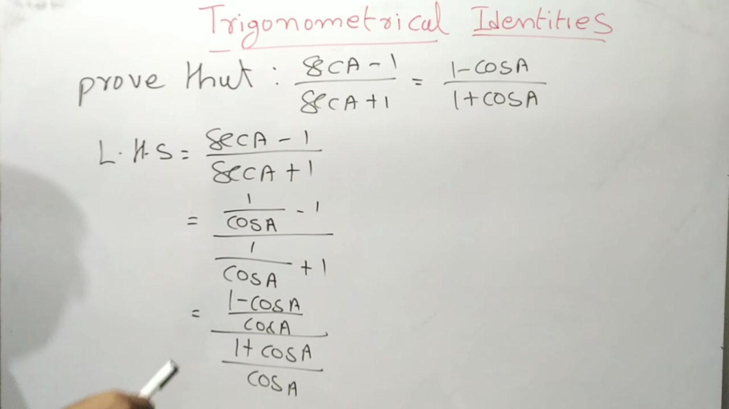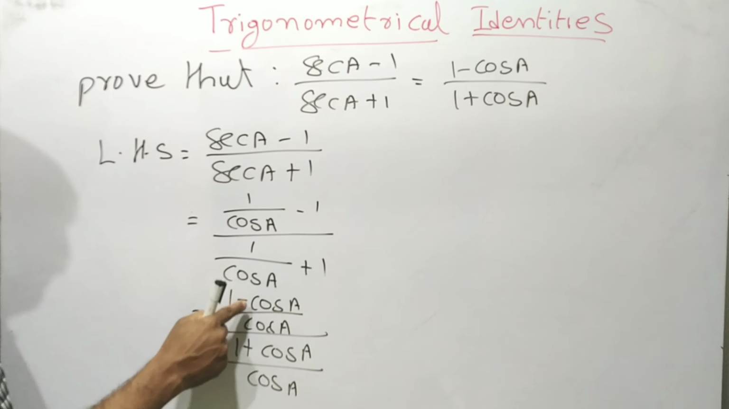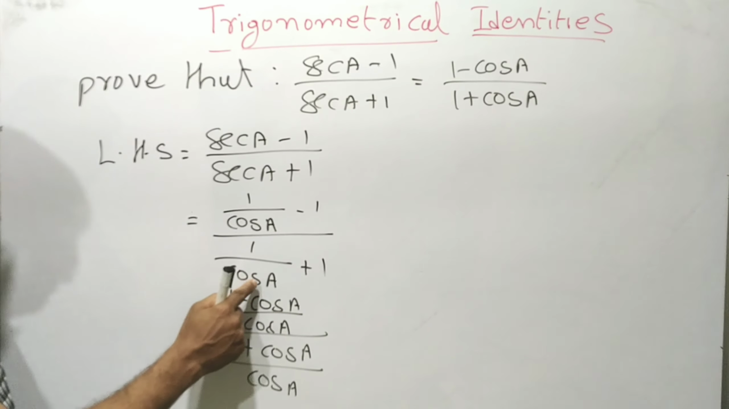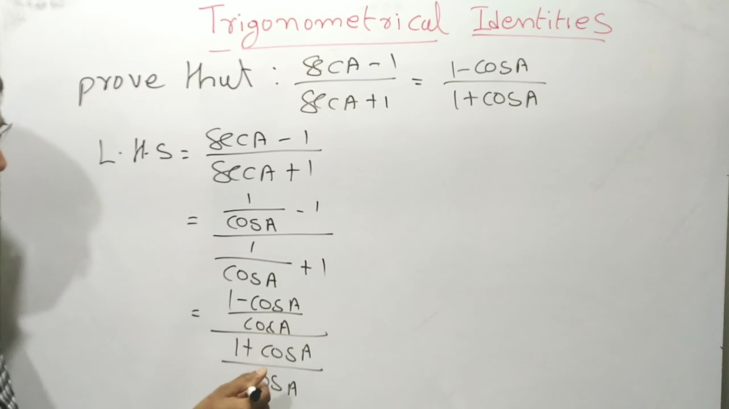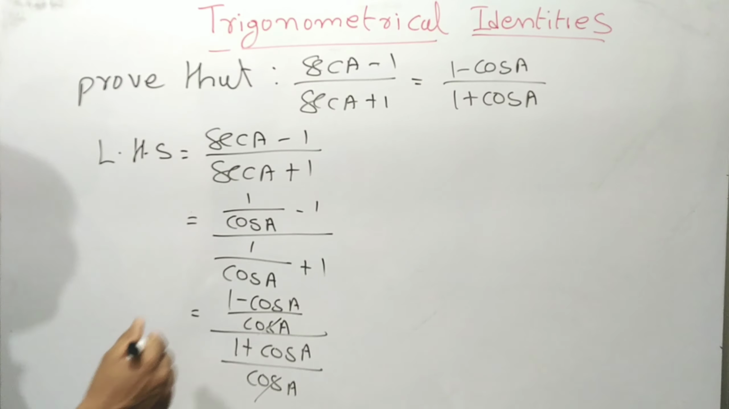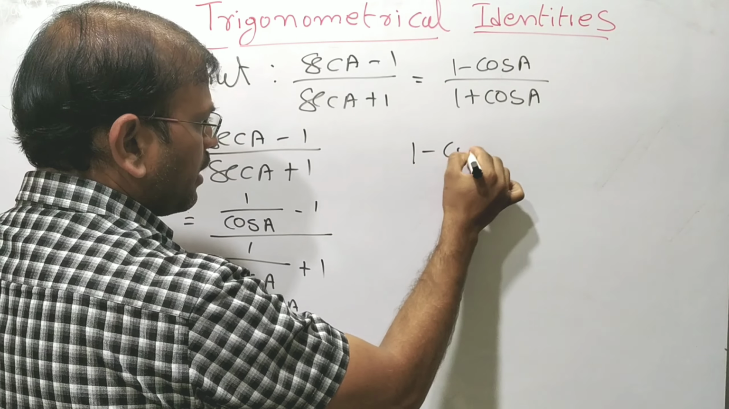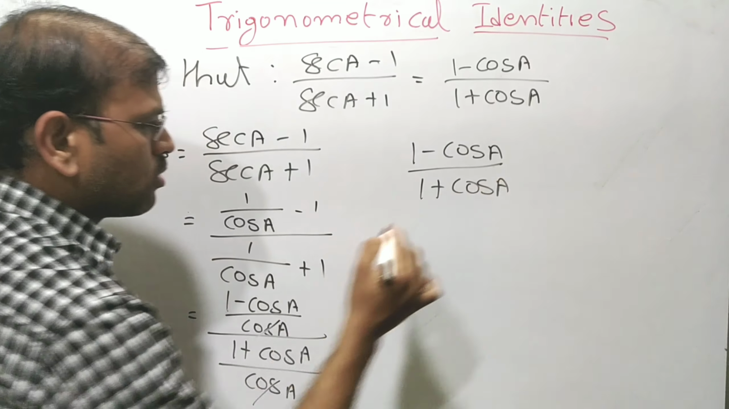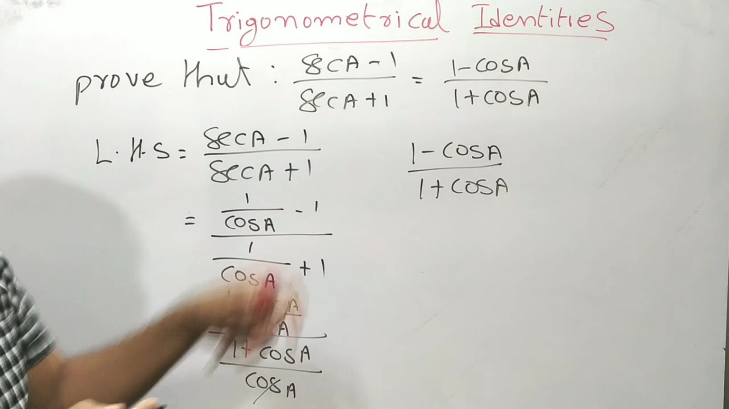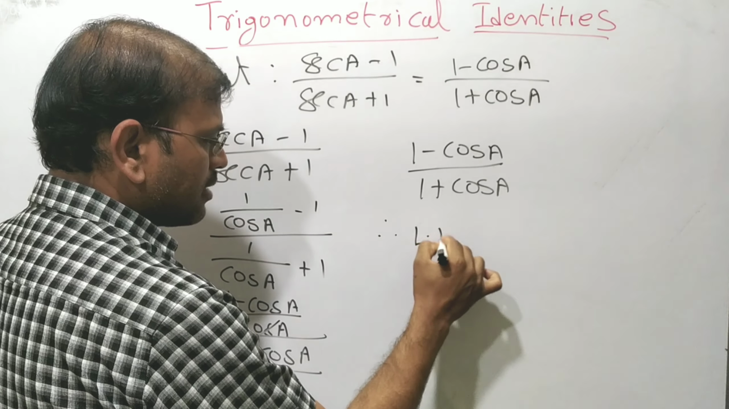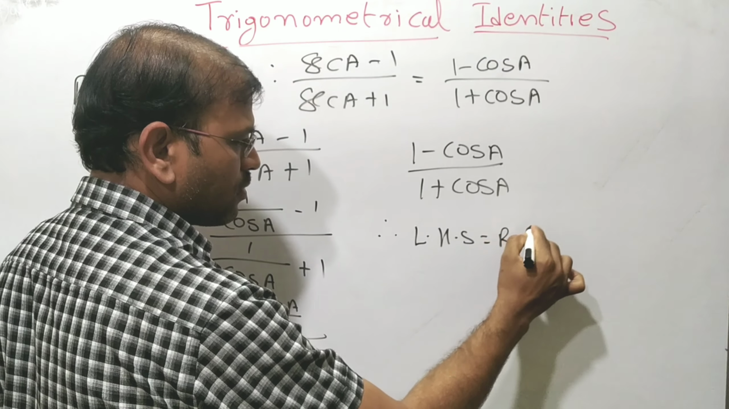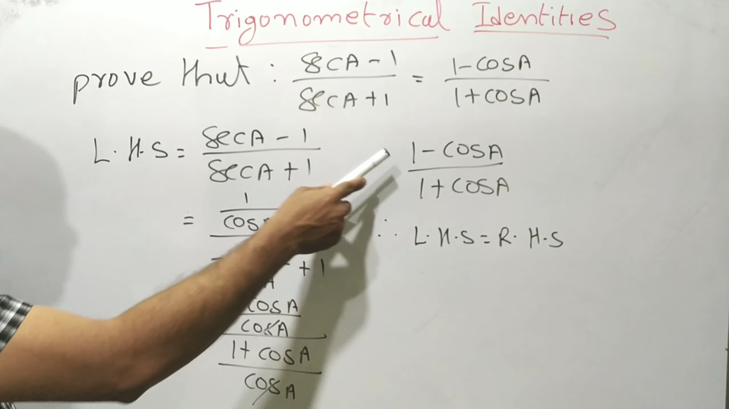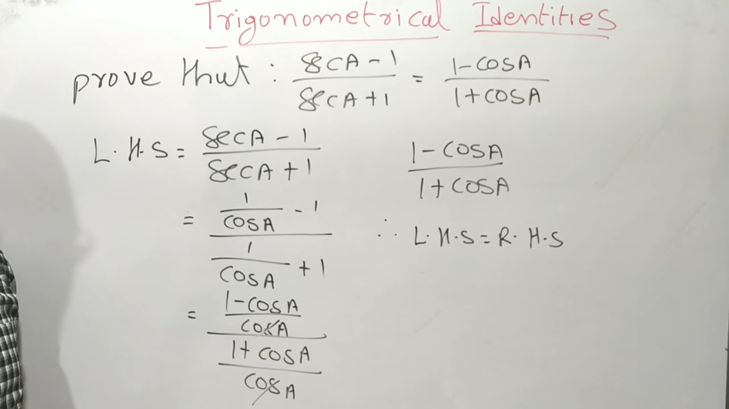So what we have done here, we have taken the LCM. LCM is cos A. Cos A multiplied by 1, 1 minus cos A. Here also we have taken the LCM, 1 plus cos A. Cos A will get cancelled. Now what is remaining here? 1 minus cos A upon 1 plus cos A. So this is the right hand side result. Therefore, LHS equal to RHS. So how many steps have we written? 1, 2, 3 steps. 3 marks.